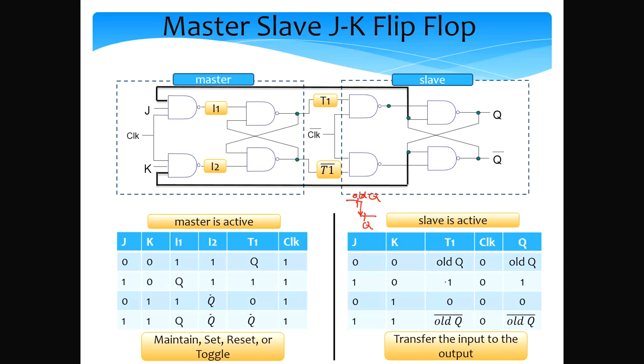If J is 1 and K is 0, we are setting the value, setting Q to 1. If J is 0 and K is 1, we are setting Q to 0. If J is 1 and K is 1, this is the interesting case, there we toggle it. So the value of the output is the inverse, the bit complement of the previous output. So we are essentially doing a toggle over here.